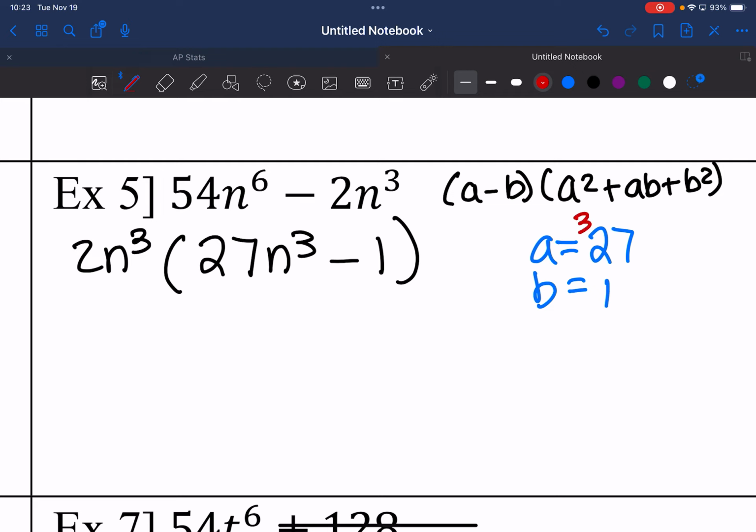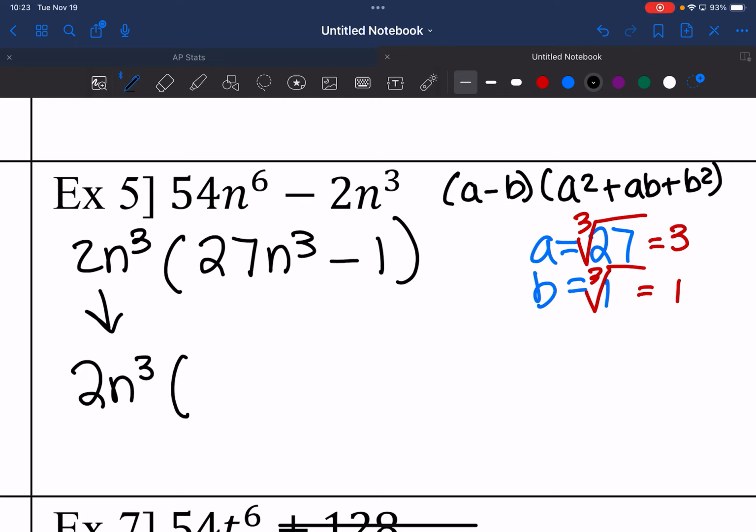The cube roots. What's the cube root of 27? 3. What's the cube root of 1? 1. Okay, so then we use our formula. I'm going to bring down my GCF of 2n cubed. Then I have a minus b, so I'm going to have 3, what? 3, not just 3 minus 1. Don't forget about a variable. 3n minus 1.